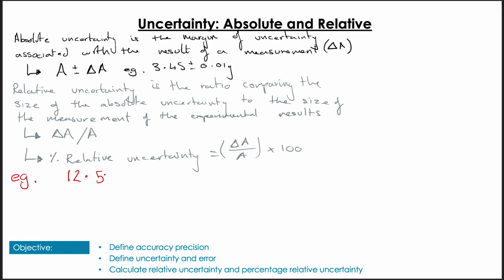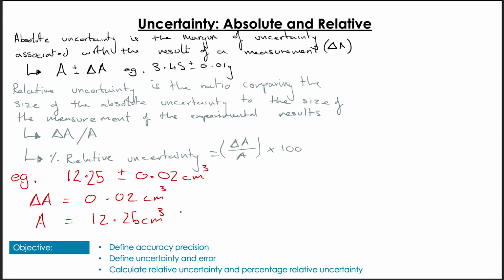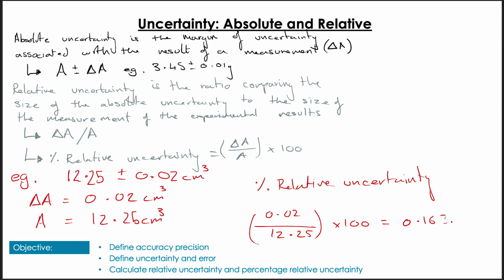So we can take the example 12.25 plus or minus 0.02 centimeters cubed. 0.02 divided by 12.25 centimeters cubed would be our relative uncertainty, and we multiply that by 100 to get our relative percentage uncertainty, which is 0.16%, given 2 significant figures in this case.